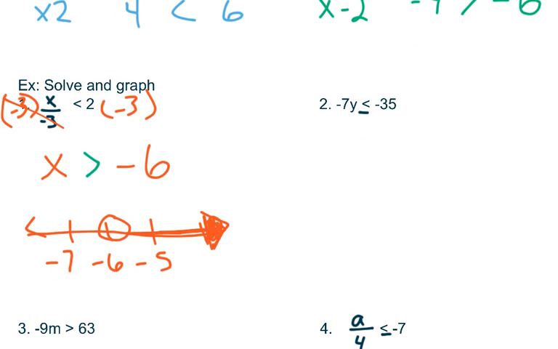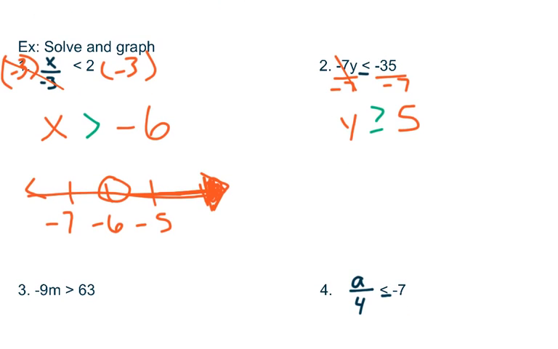Okay, so number 2, negative 7y is less than or equal to negative 35. I've got y, multiplying it by negative 7. To undo multiplying by negative 7, I need to divide by negative 7. So the negative 7's cancel, I got y. Negative 35 divided by negative 7 is a positive 5, but I divided by a negative, so what happens with my inequality sign? It changes direction again. So it was less than or equal to, now it's greater than or equal to. Okay, so we've got our inequality solved.